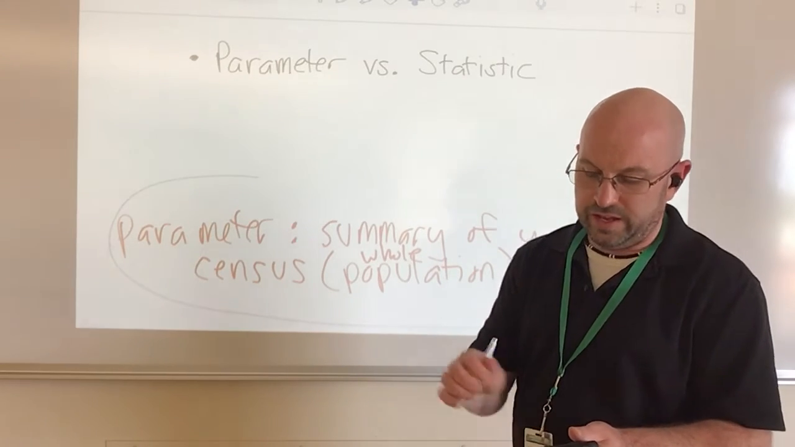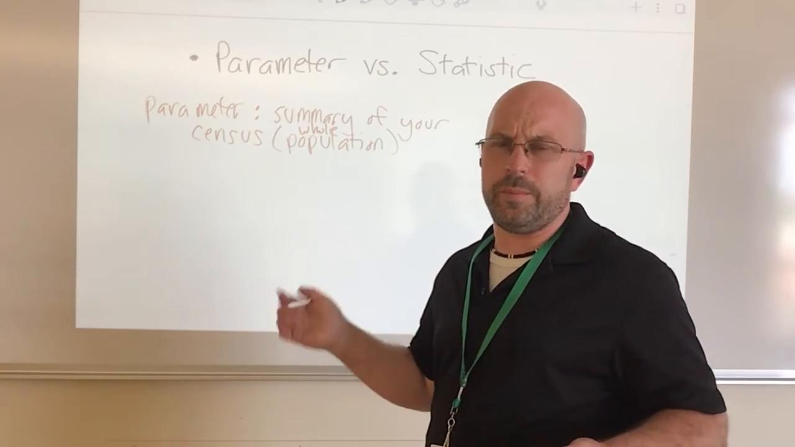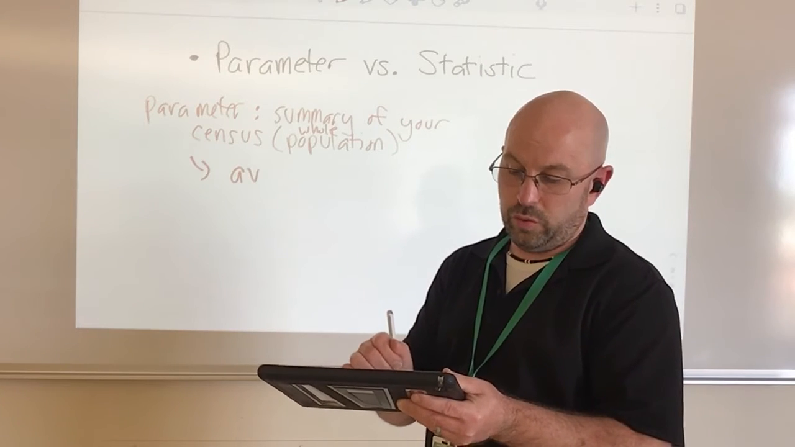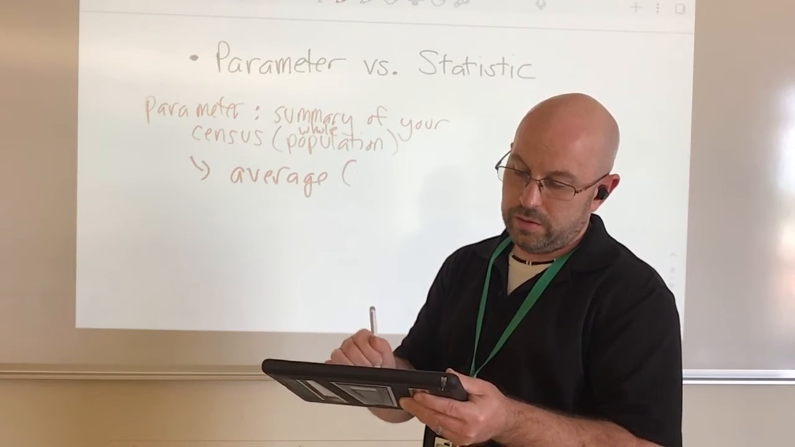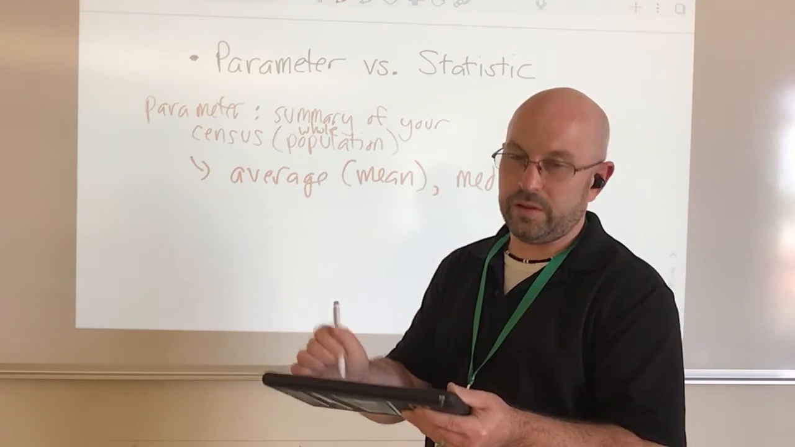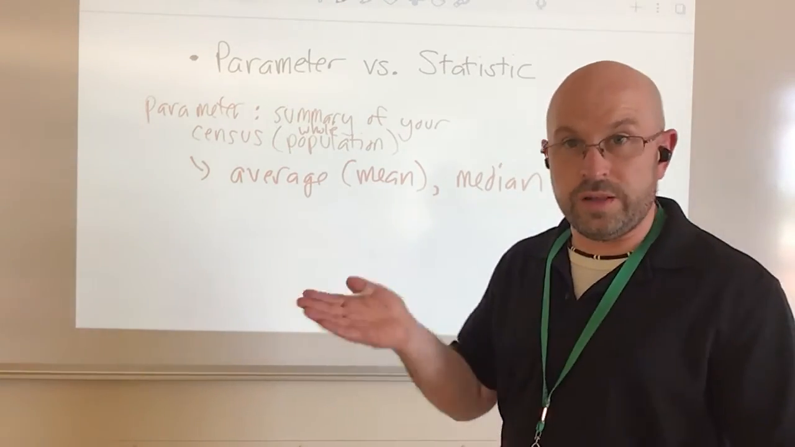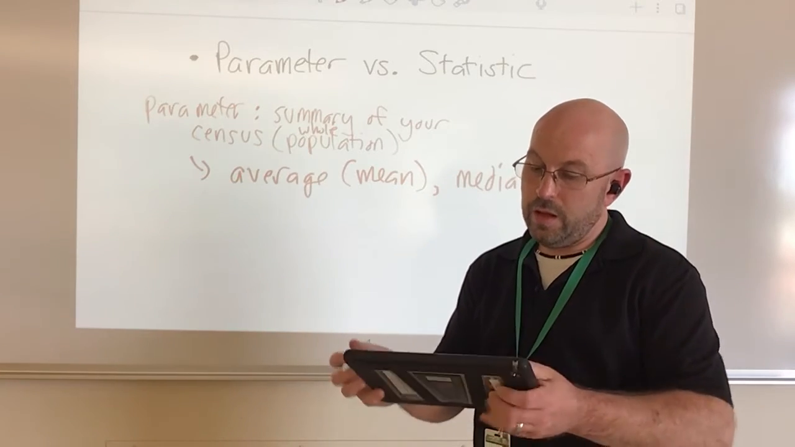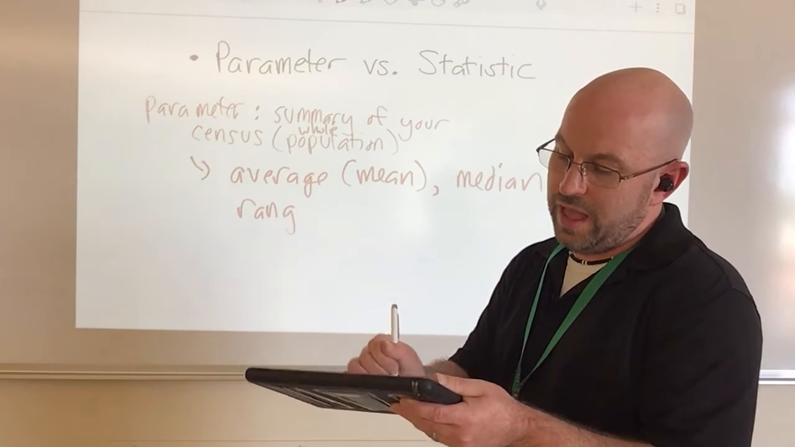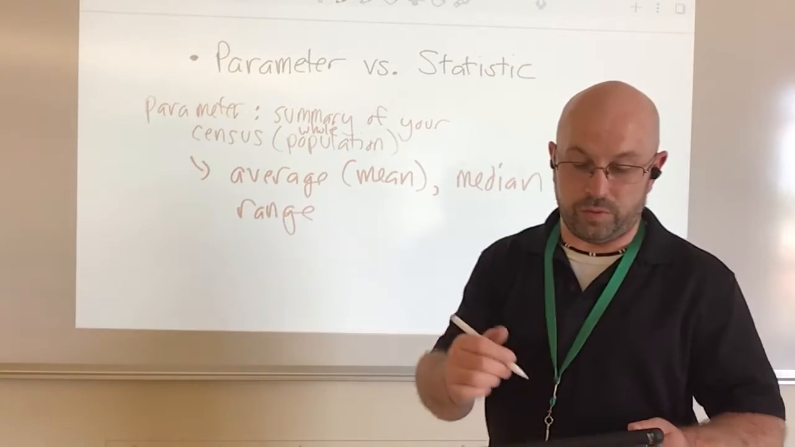Now, what does the summary look like? It can look like a lot of different things, but chances are you've heard these terms before and you're going to learn a bit more about them. A summary could be an average or a mean, as we like to call it in here. It could be a median, which is the central number, the center data when you put it all in numerical order. That's if it's quantitative data. Maybe it could be the range. Any sort of summary about an entire population after you do a census is called a parameter.